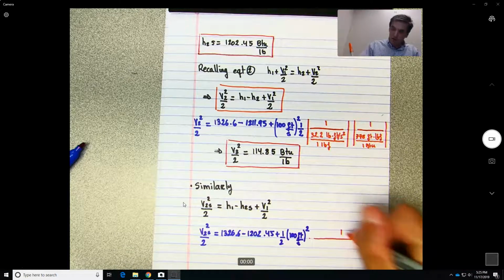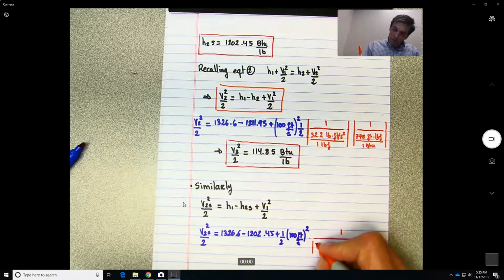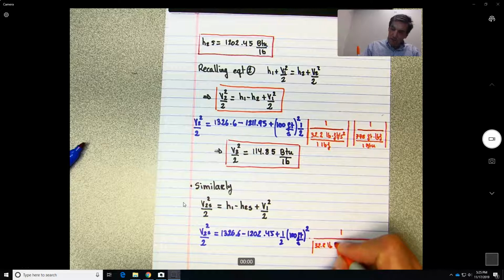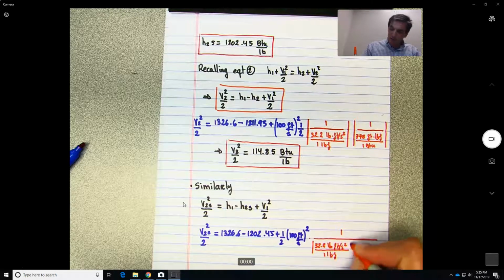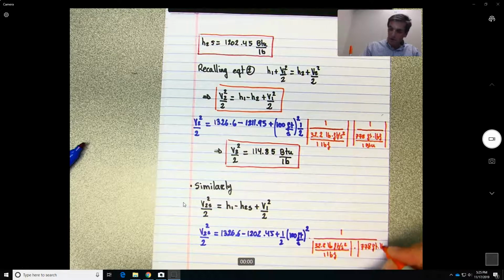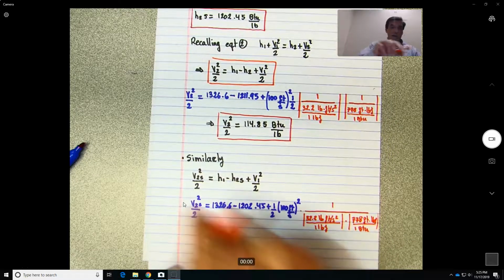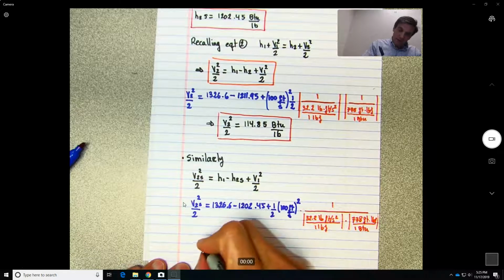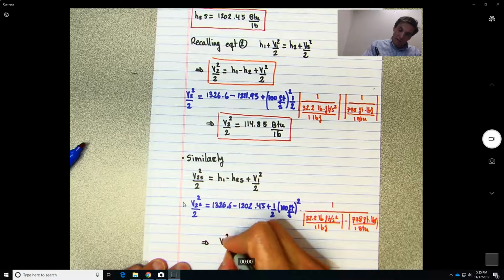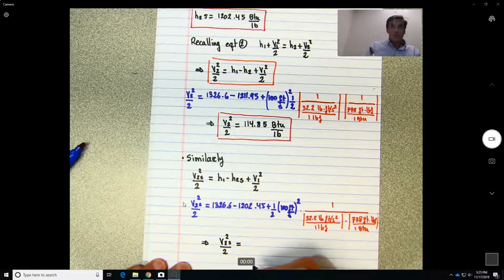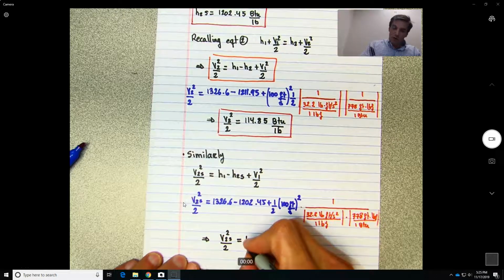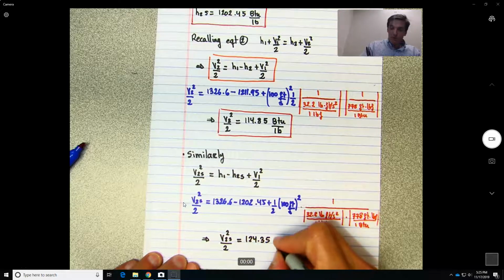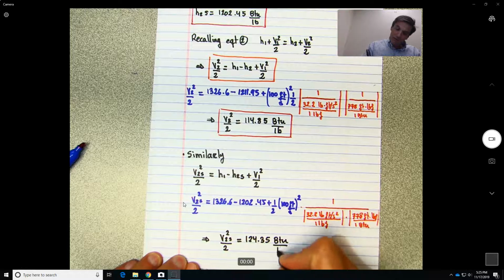And we're going to have exactly the same thing over here. Maybe I can write it a little bit shorter this time. It would be 1/32.2 lb foot per second squared divided by 1 lbf, and then 778 foot lbf would be 1 BTU. And this is going to give us that V2 isentropic squared over 2 is equal to 124.35 BTU per pound.